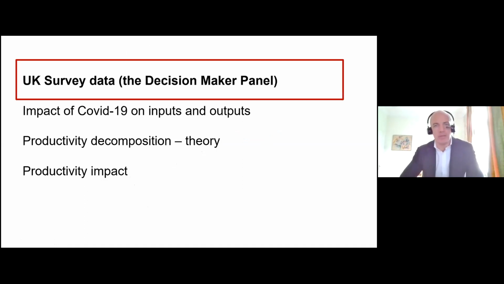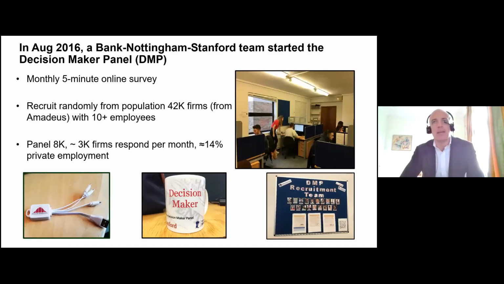So let me talk a bit about measurement. I know this is a group of people who are very interested in and knowledgeable about measurement. I'm going to tell you about the survey data that we use to produce these estimates. We use something called the Decision Maker Panel, which was started, I think, in August of 2016 after the Brexit referendum. We wanted to measure the impact of Brexit on the economy. And so we very quickly established a survey in the summer of 2016, and we set up a call center, you can see here, and a recruitment team that's done amazing work over the last 4 years to phone firms to get them to join the panel.